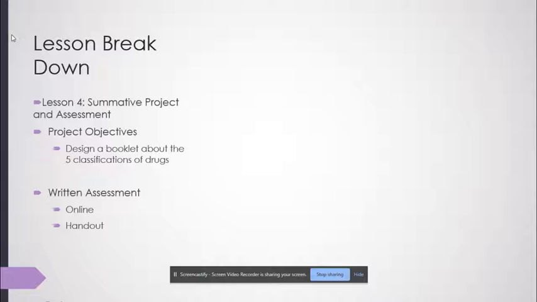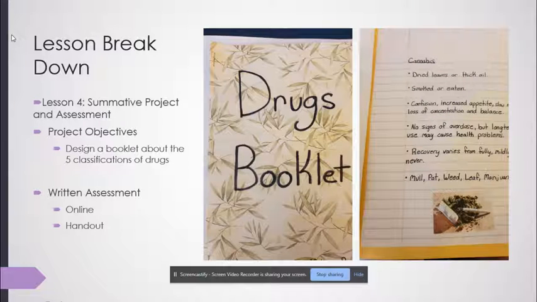They have the opportunity to either take it online, so if a student needs the assessment read to them, they can do that online. Or I know some students like to write on the assessment, so they can receive it on paper as well. And this is one of a former student's projects: the cover page, and then just one page of the drug booklet, which is about cannabis.